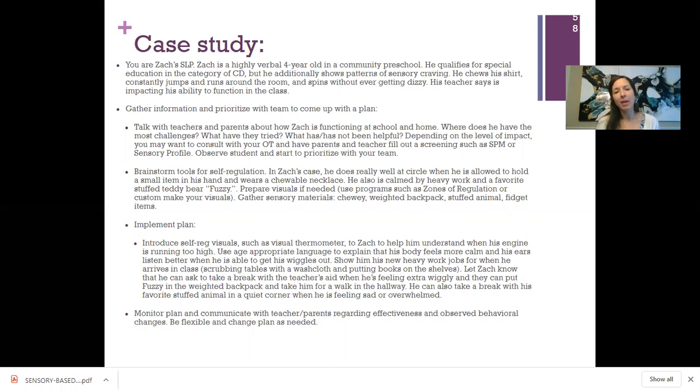So then you want to monitor the plan, communicate with the teacher and the parents regarding effectiveness. And again, if Zach's needs are pretty high in this area, like if you as an SLP need that extra support from the OT, that's something to consider in terms of adding those services if needed. Sometimes that's not necessary, sometimes it is, but you'd want to monitor the plan, communicate with the teacher and parents, and observe those behavioral changes that are coming from those new tools. Be flexible and change the plan as needed.